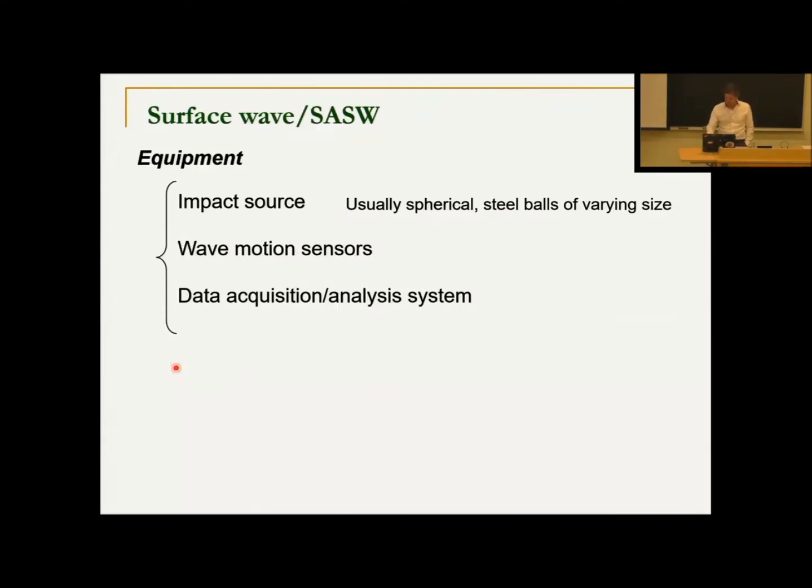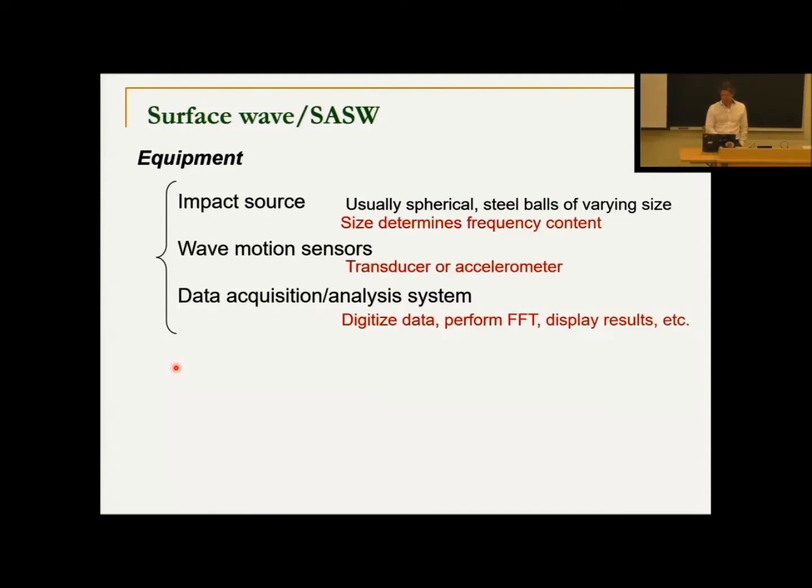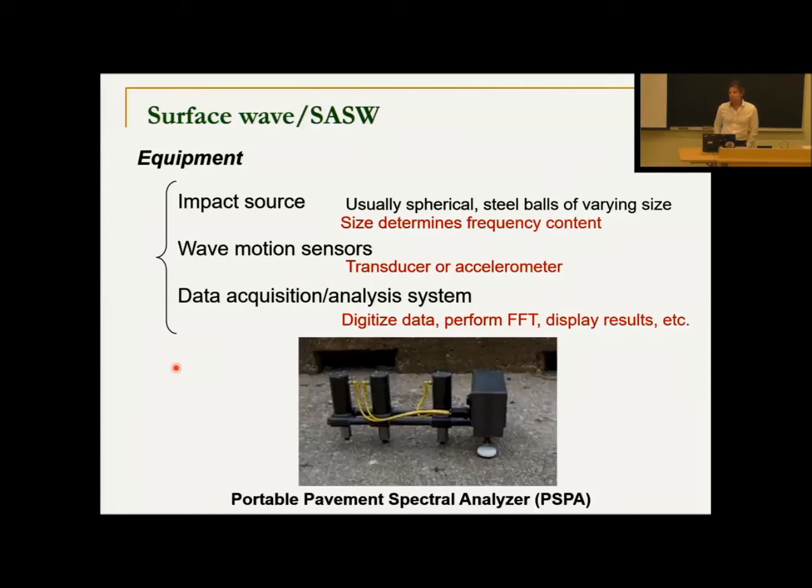not one, but multiple waves. But before I do that, let me talk about the equipment. It's very simple. You have an impact source, wave motion sensors, and some system to collect the data. And there are commercially available units. This one is called the PSPA. And here's the impactor and the two sensors. They collect the data and they do all this digitizing and FFTs and analysis that allows you to get the frequency-dependent surface wave. And therefore try and back calculate what is the structure that gives you that.